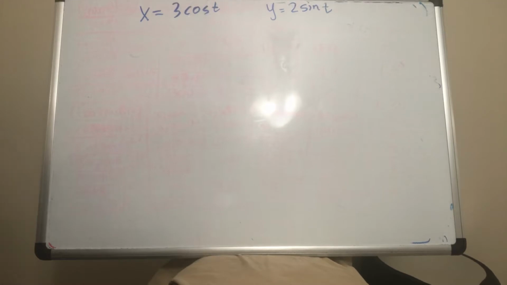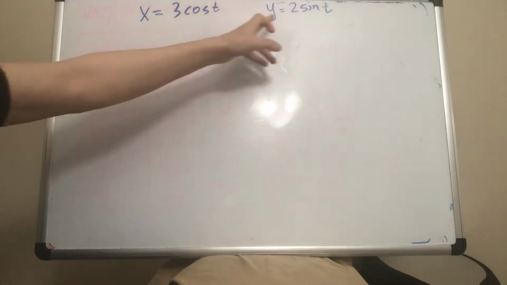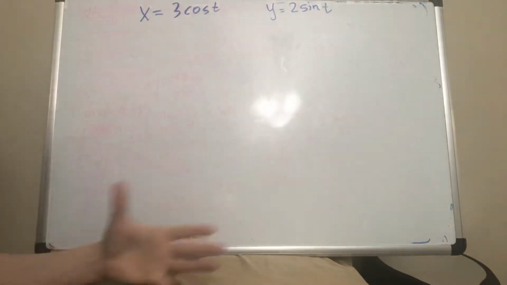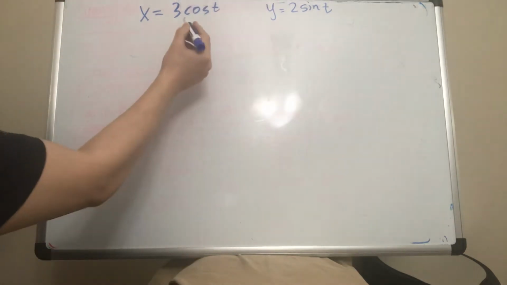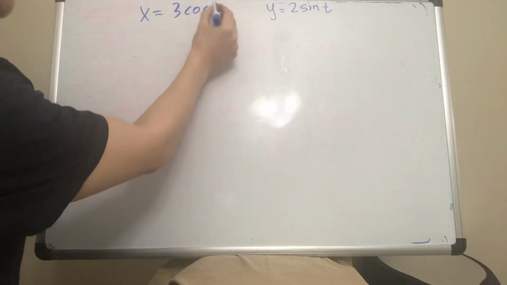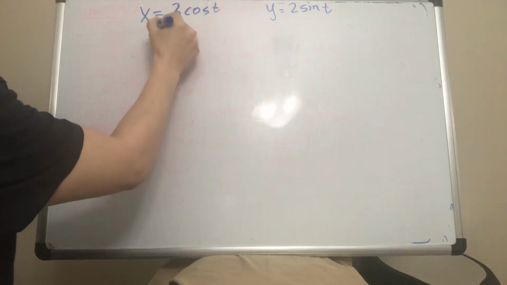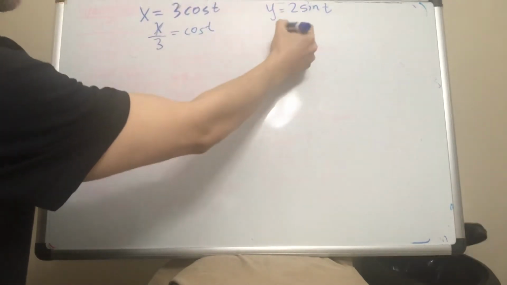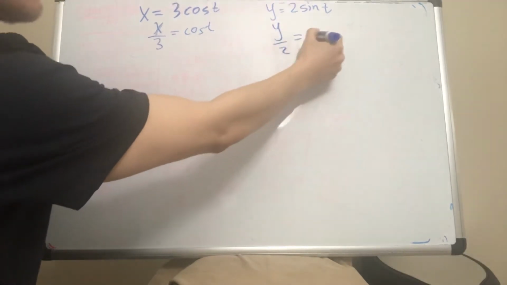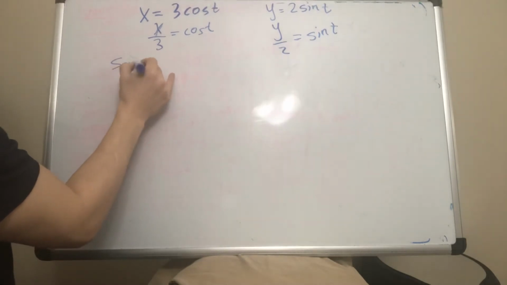It's a parametric curve. Parametric curve means that x is related to t, y is related to t, and you need to relate them together and sketching the curve. So what you're trying to do here is to have the cosine by itself, so you divide by 3. And you divide the y by 2 to have the sine by itself. Then you square everything.